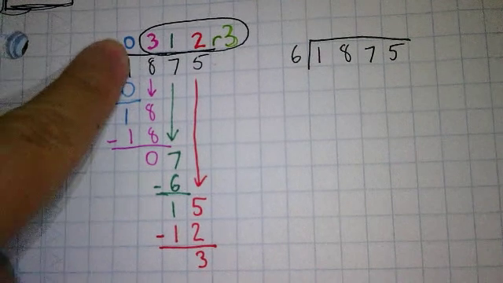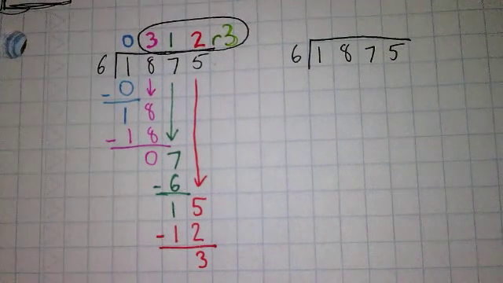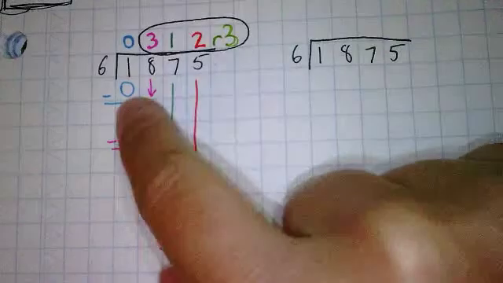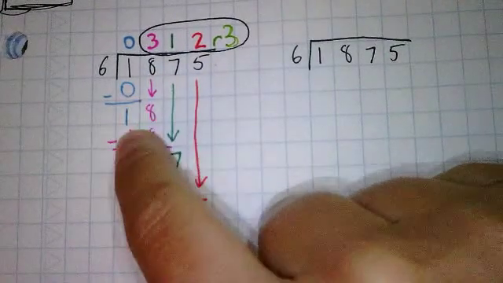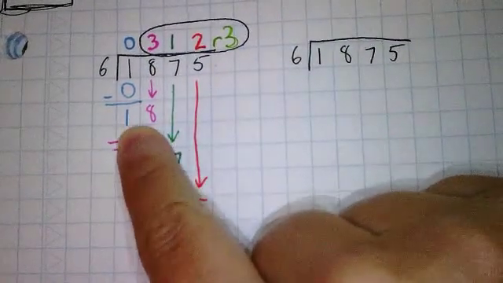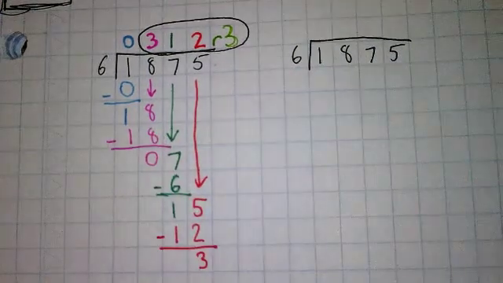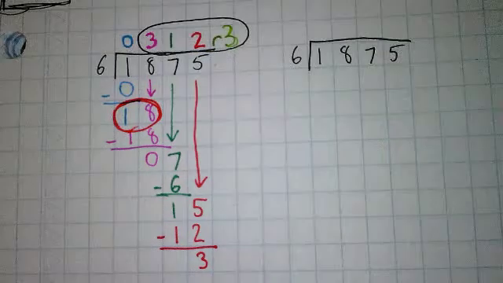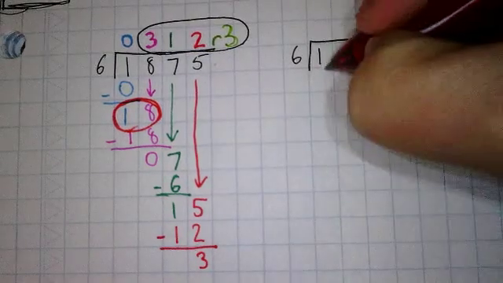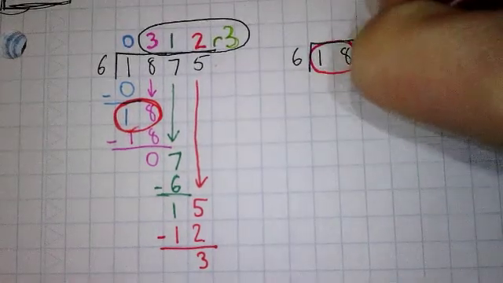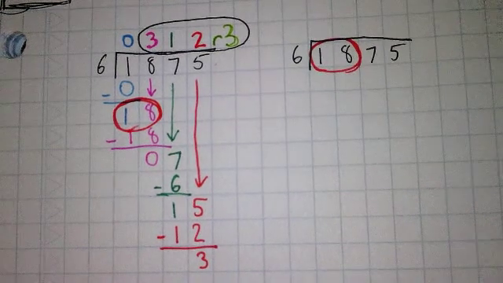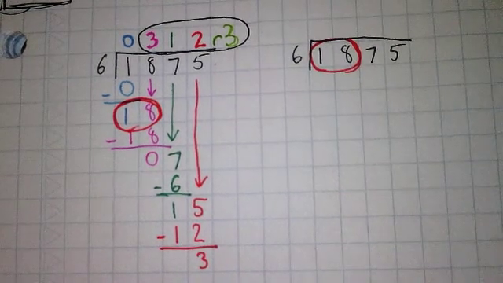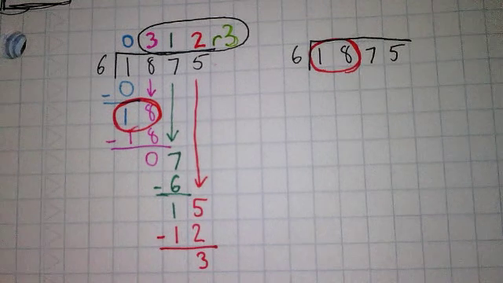if I look here, I said that 6 goes into 1 0 times, which is true. And then I did the subtraction, I got a 1, and I brought down the 8. And what number did I end up with right here? 18. I ended up with 18. But if I look here at the top, what number do I have right here? 18.